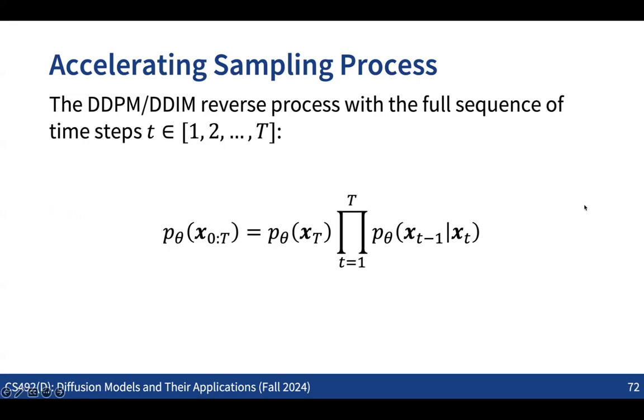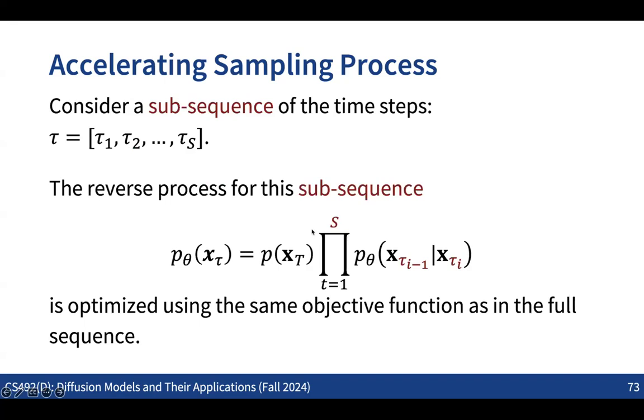And we can basically have the case of the reverse process with the full sequence of the time steps. Instead of that, we can consider having a subsequence of the time steps, taking some intervals and samples of the time domain, and then running the reverse process with this subsequence of the time domain. And even when we run the reverse process in this way, the objective function remains the same, which means that we can still use the same noise predictor for this subsequence of the time domain.